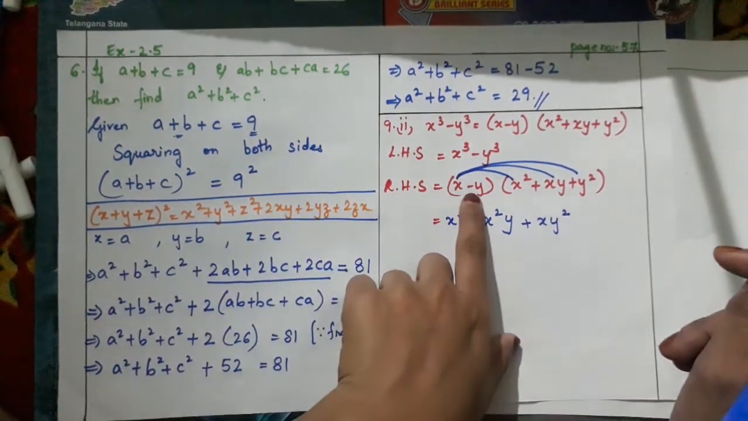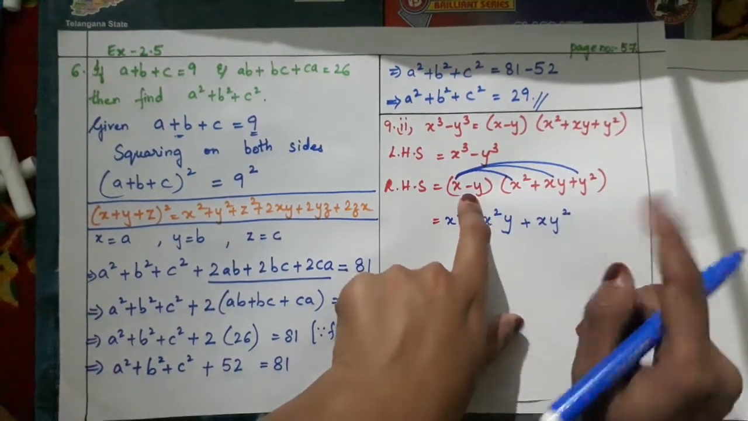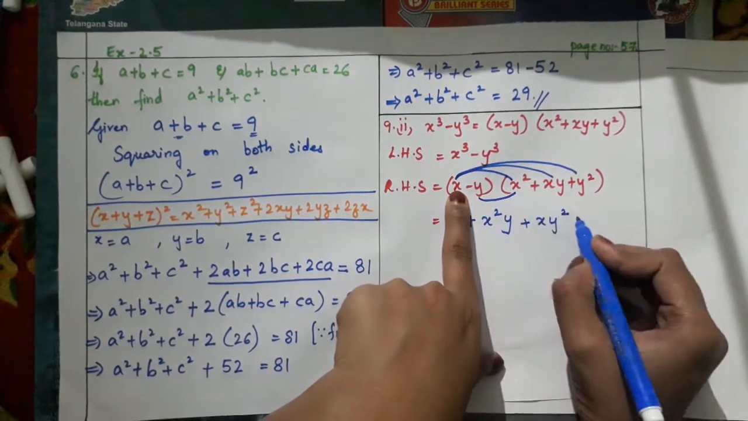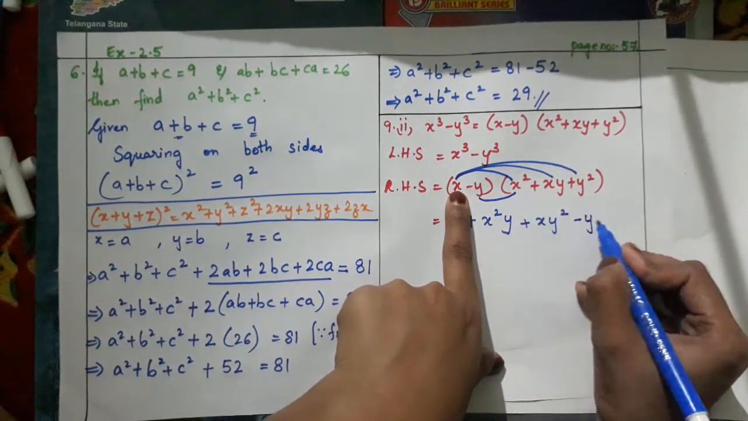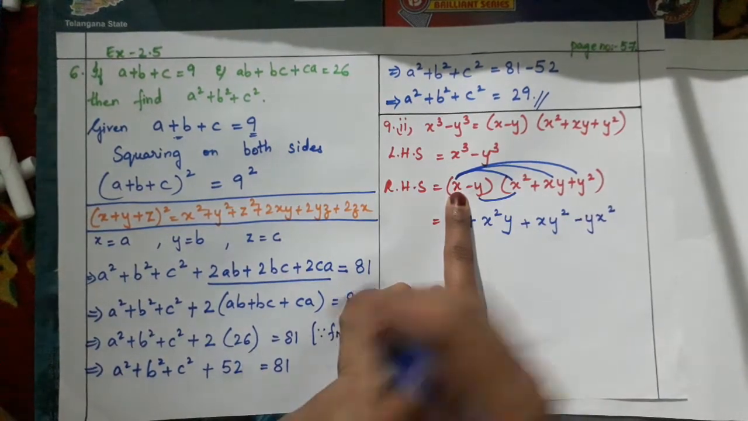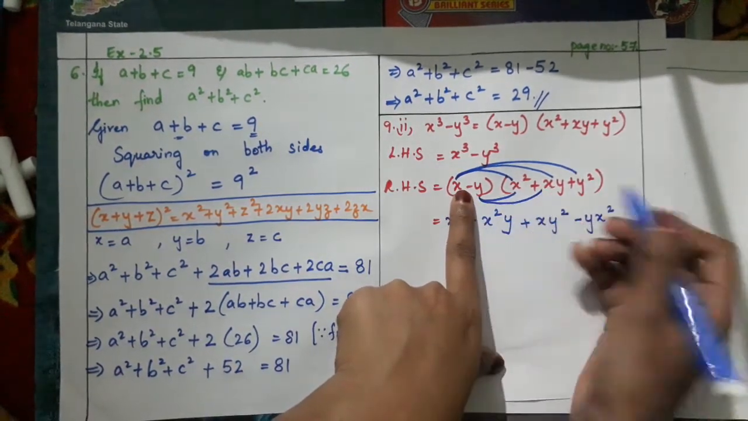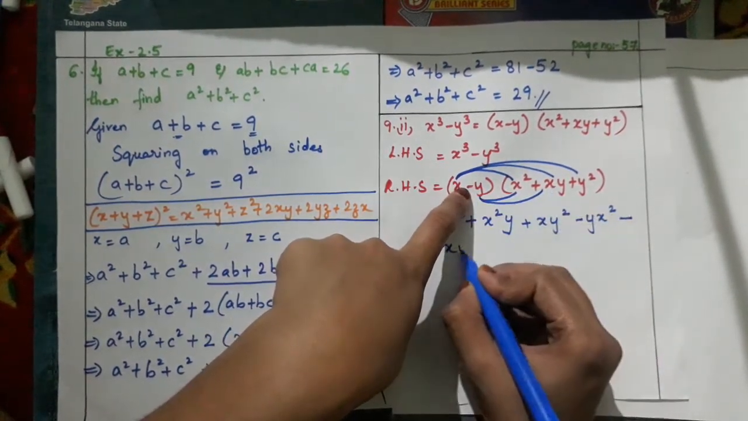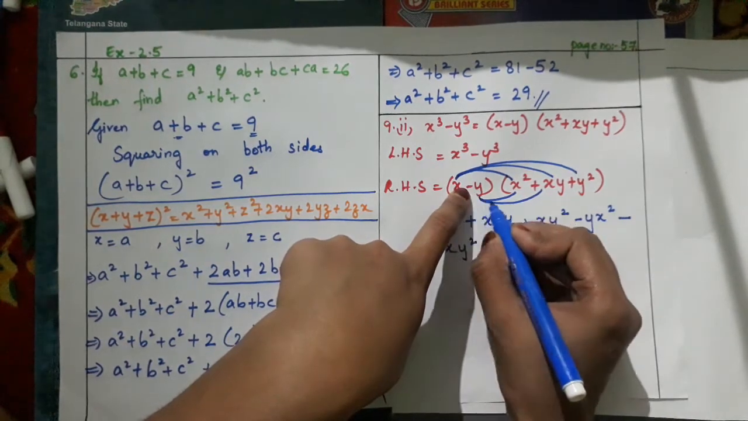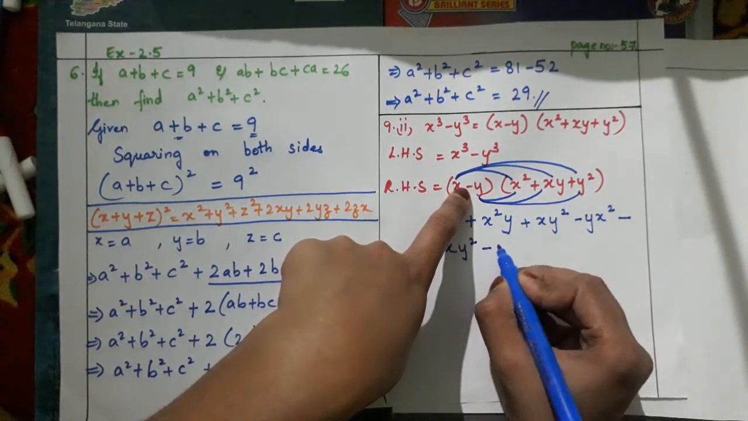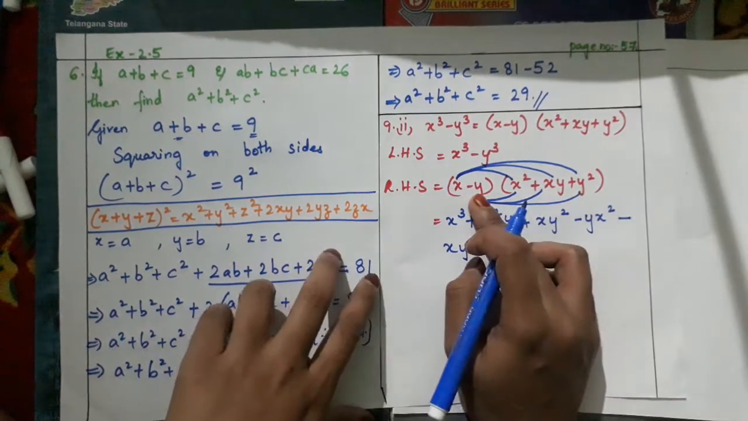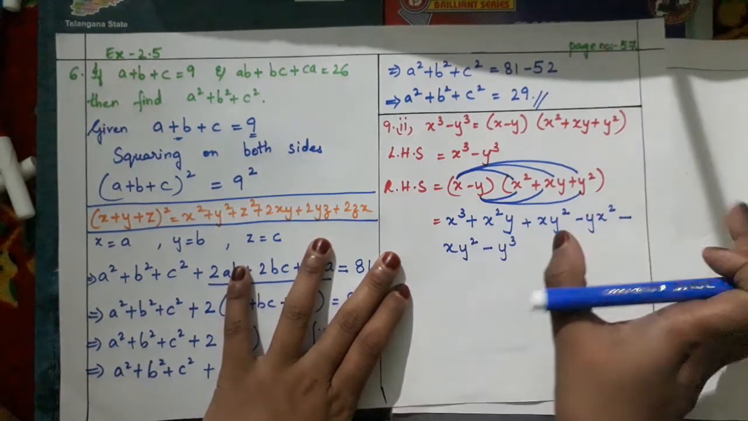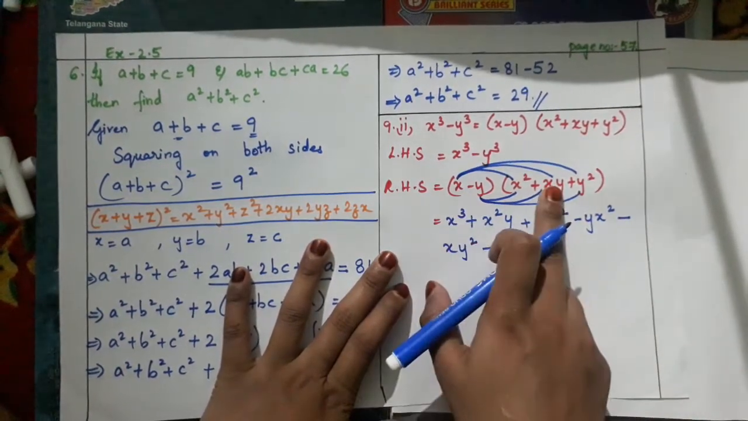Now the difference will be here, children, because it is minus. So be careful with that. Minus y into x square will give you minus y x square. Then minus y into xy will give you minus x y square. Then minus y into y square, minus y cube. Here we have 1y and here 2y, so that will give you y cube. You already know how to do multiplication for binomial into trinomial.